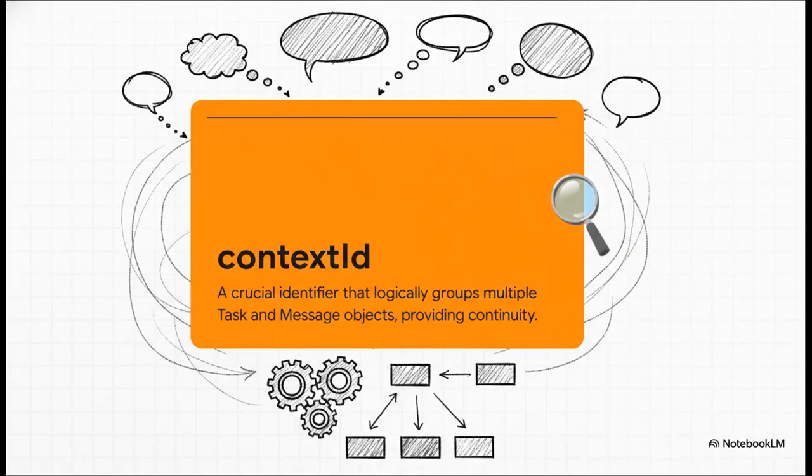But wait, how do you string all these different messages and tasks together so they make sense as a single conversation? That's the job of the context ID. You could think of it as the conversational glue. Every single interaction shares this one ID, and it's the thread that lets the agents remember the context even if the conversation spans multiple tasks.